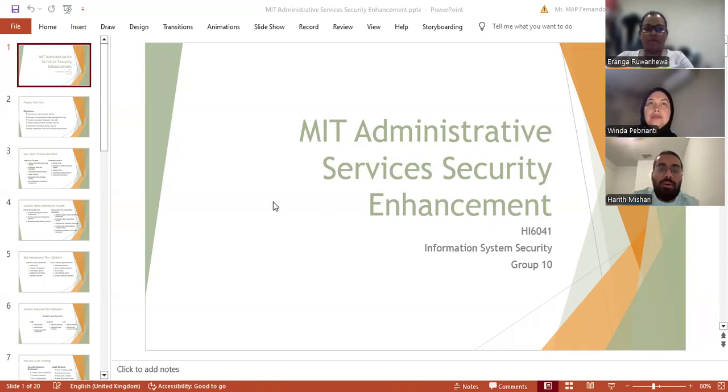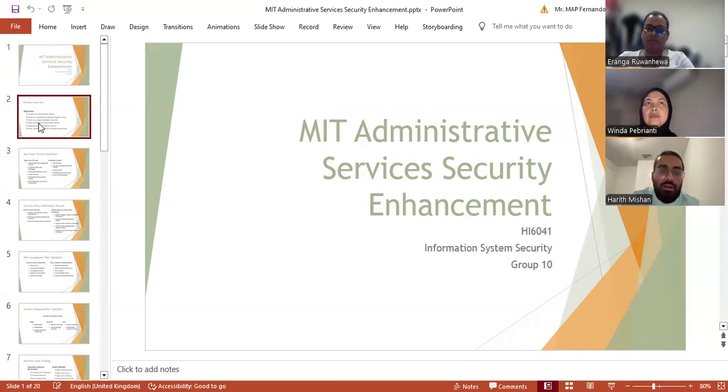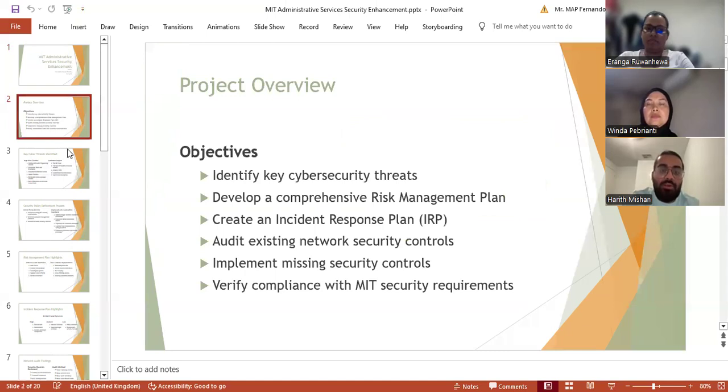This project is about making MIT security systems safer and protecting important information such as student records and staff information. In this project, we look at the security risks, improve the security controls, and create plans to handle the security problems. In the next slide, we are talking about the project overview.